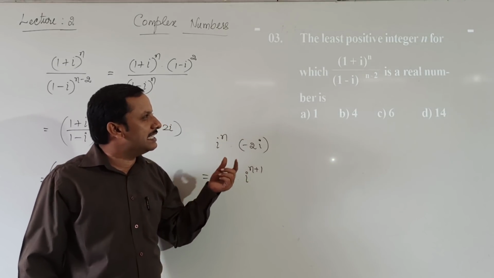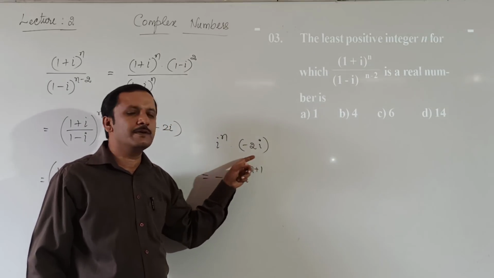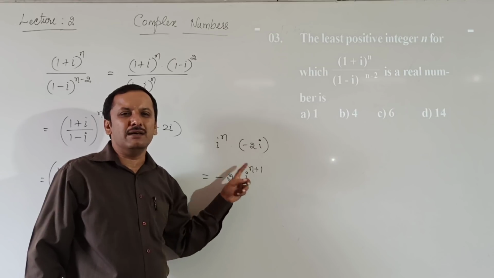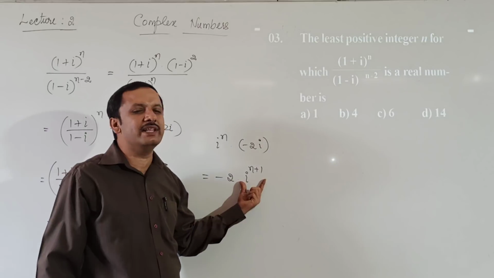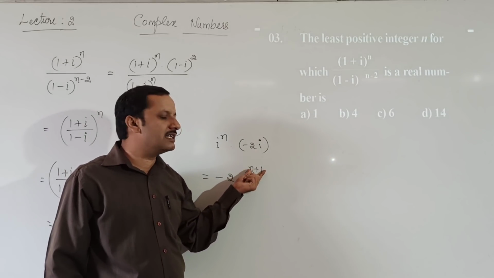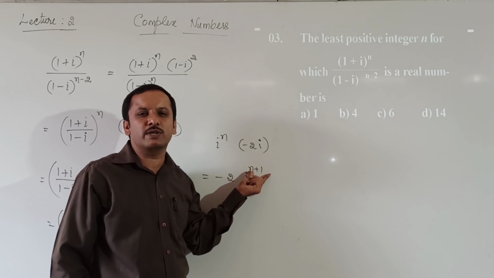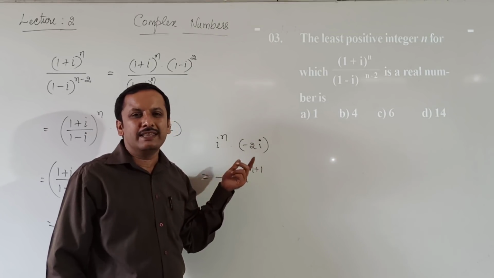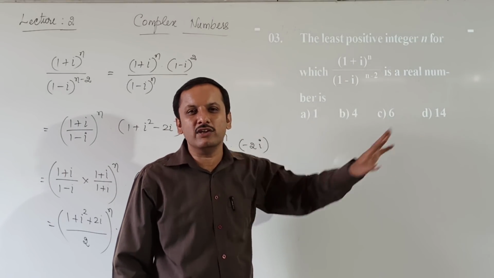Now, the least positive integer value for n, so that this is a real number. This is a real number means this factor should not be there. This should not be there means if the power is 0, then also it will not be there. But power is 0 means n plus 1 must be equal to 0, so n must be equal to minus 1. That cannot be the answer because they have given positive integer. Okay, I cannot take n equal to minus 1.